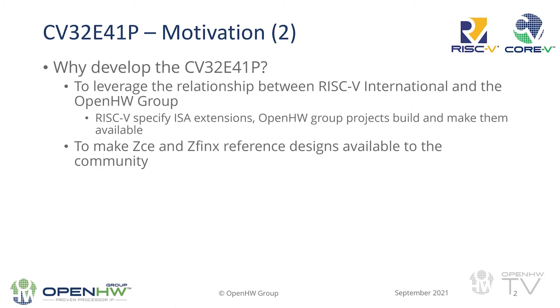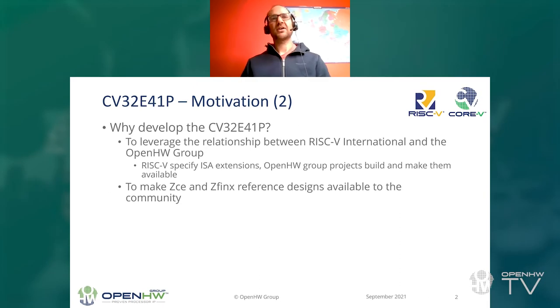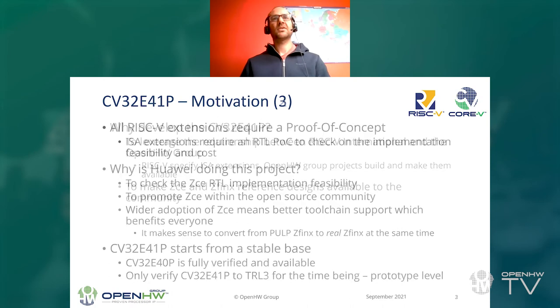So why are we developing the CV32E41P? We're trying to make use of RISC-V International specifying ISO extensions and the Open Hardware Group building them and making them available to the community. So we can make these two extensions available to the community through reference designs. Then this really helps adoption, and this is good for everybody.